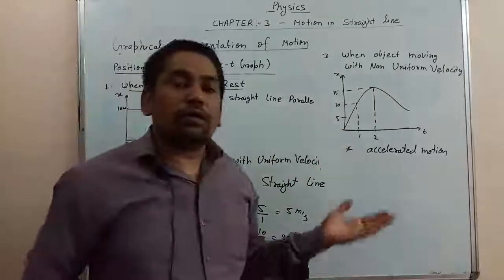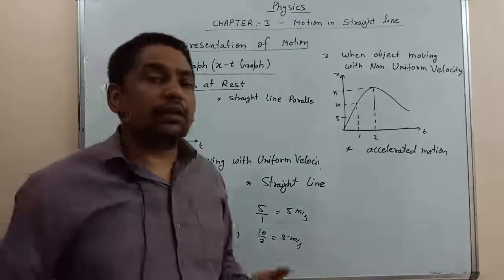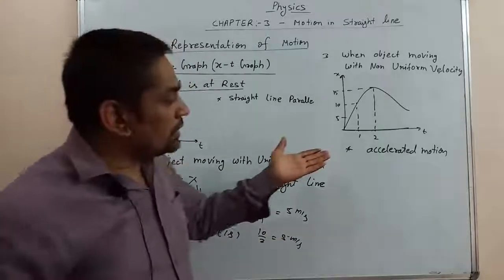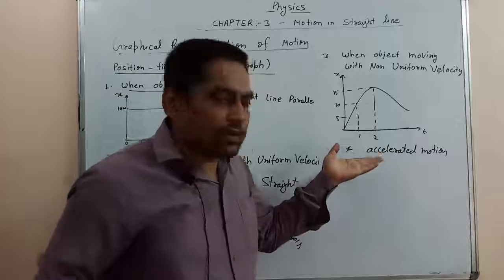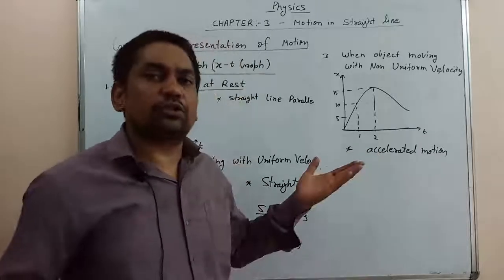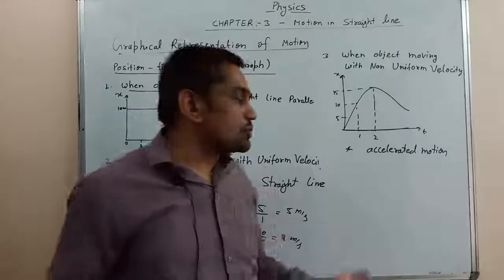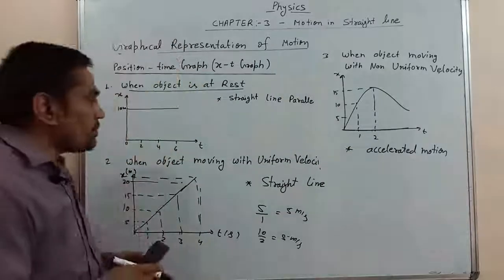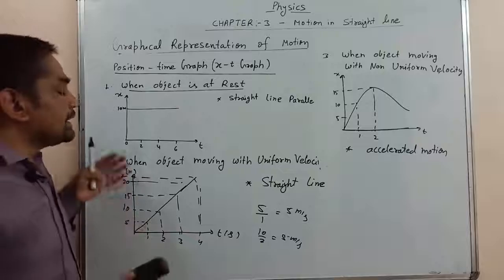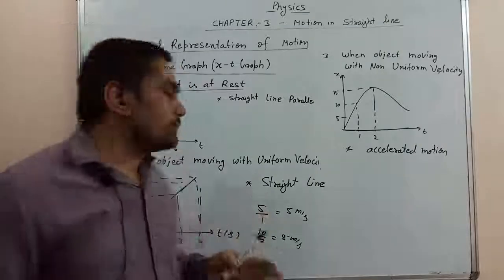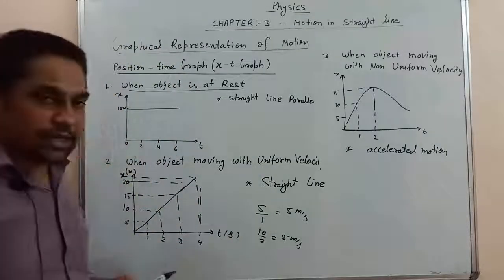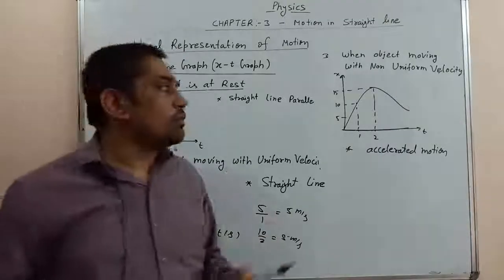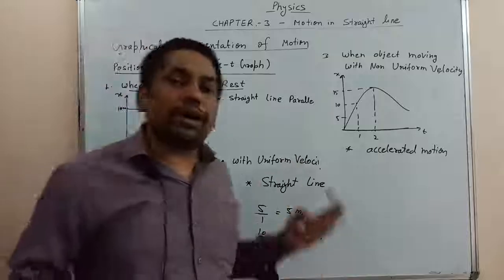But here the velocity of that object does not remain the same throughout the motion. So the velocity changes. If the velocity changes with respect to time, then this type of motion is called accelerated motion or non-uniform motion. So there are 3 types of x-t graph: when the object is at rest, when the object is moving with uniform velocity, and when the object is moving with non-uniform velocity or accelerated motion.